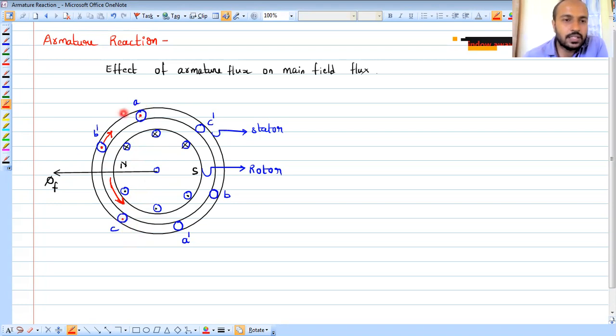Why? Because these three conductors, A, B dash and C, are under the influence of the north pole, and C dash, B and A dash, these three are under the influence of the south pole. That's why I'm representing them with the opposite notation. Okay, then from these notations in the stator winding diagram, we can represent the stator magnetic field, right? In our stator, we have the armature winding.